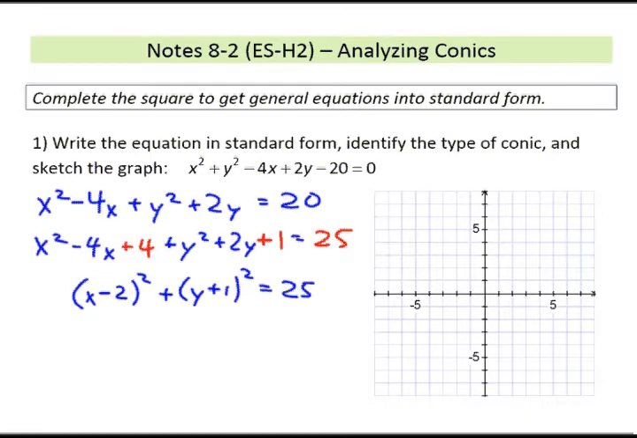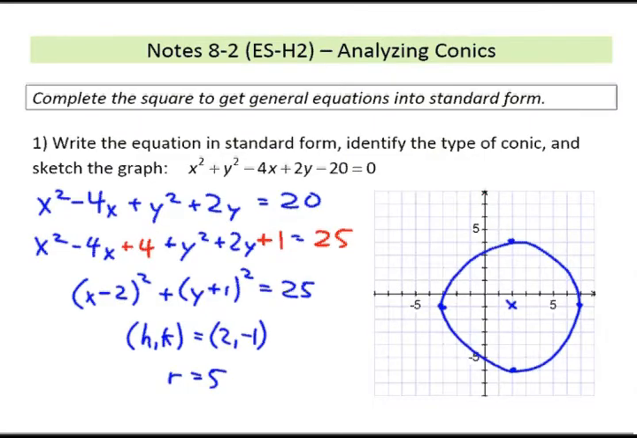Now we have the equation in standard form. We can see that that's the standard form of the circle. So we can identify the center, the radius, and then graph it. And we're done.